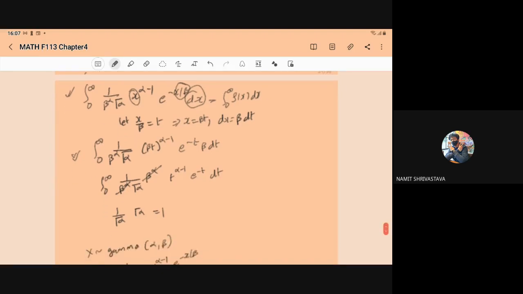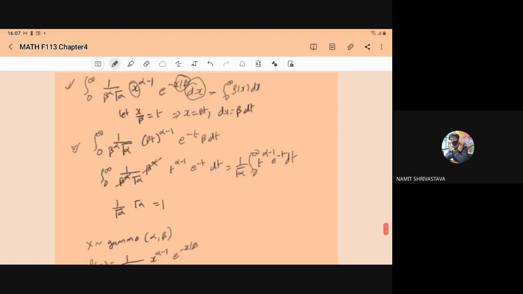So 1 upon gamma of alpha is a constant, so you can take it outside the integral, and the integral will be t to the power alpha minus 1 and e to the power minus t into dt. So what is this integral? This integral is nothing but the gamma of alpha. Last time we defined this, right? So gamma of alpha upon gamma of alpha is equal to 1.